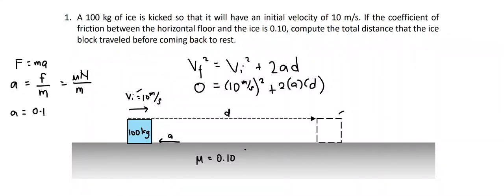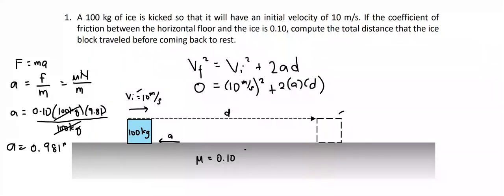So we have mu of 0.10 times the normal force of the block exerted on the surface, that is just equal to the weight of the block, that is equal to 100 kilograms times the gravitational acceleration of 9.81, divided by the mass of the ice of 100 kilograms. We get our acceleration equal to, now notice that these two values here cancel since they have the same magnitude, so we get a equals 0.1 times 9.81, which is equal to 0.981 meters per second squared.